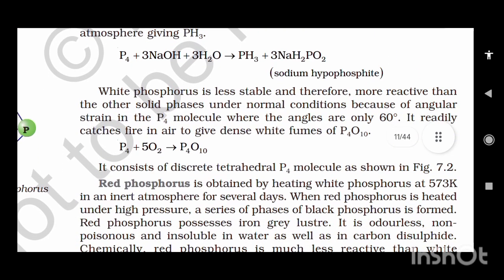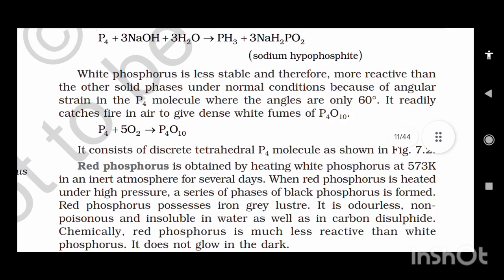White phosphorus is less stable and therefore more reactive than the other solid phases under normal conditions because of the angular strain in the P4 molecule where the angles are only 60 degrees.